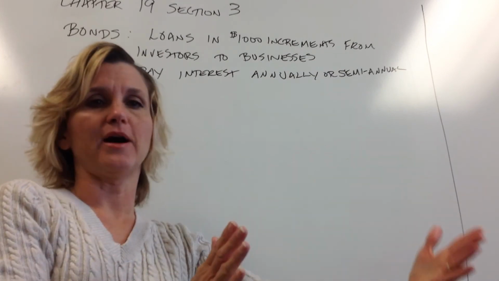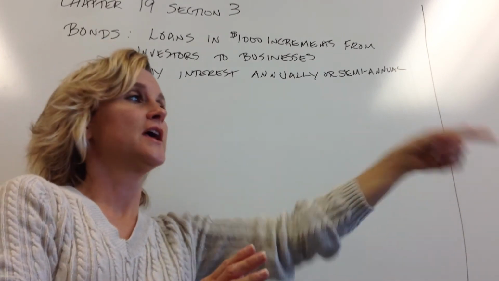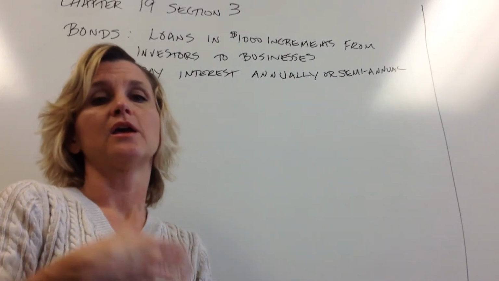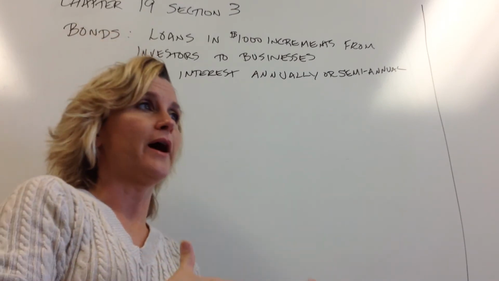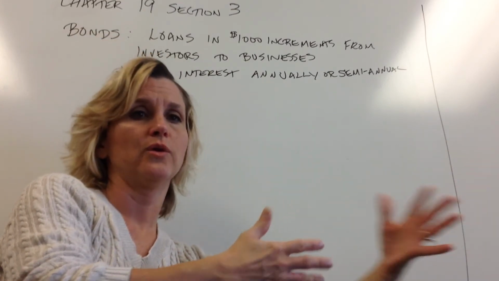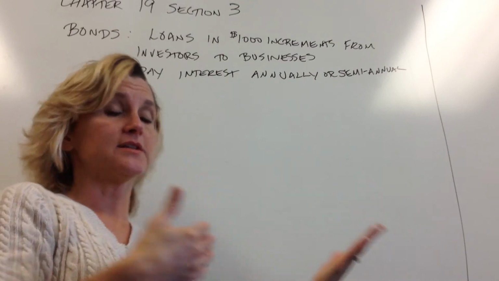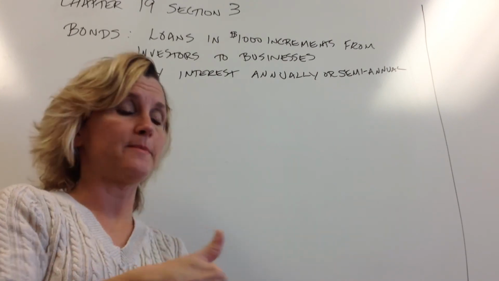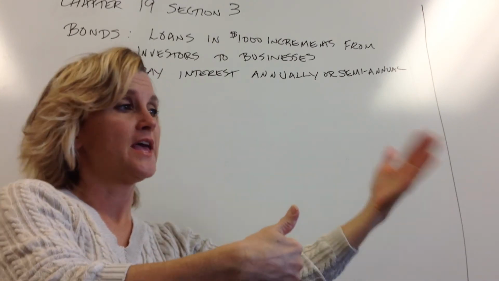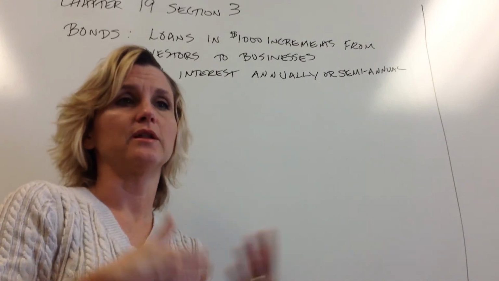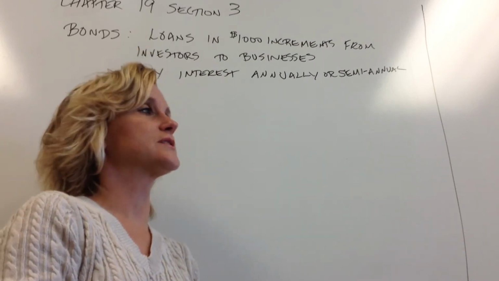And then at the end of the bond life, if it's, let's say, 10 years, they give me my $1,000 back. So it's not like stock where you buy it and you're an owner and there's no ending date. A bond is like an IOU between you and that business. You loan them $1,000, they pay you back $1,000 when it comes due, plus they pay you interest.